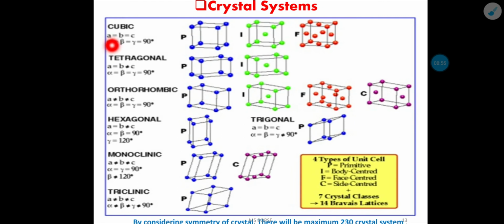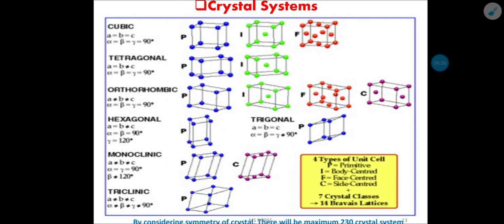This classification is based on the lattice parameters. If lattice parameter a is equal to b is equal to c, and alpha is equal to beta is equal to gamma is equal to 90 degrees, then this type of unit cell or crystal is called the cubic crystalline system. Then tetragonal: if a is equal to b, b is not equal to c, and alpha is equal to beta is equal to gamma is equal to 90 degrees, we get the tetragonal crystal geometry. In a similar way, different lattice parameters give different geometries, and these are the 7 basic crystal systems.